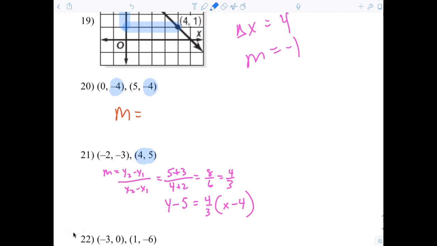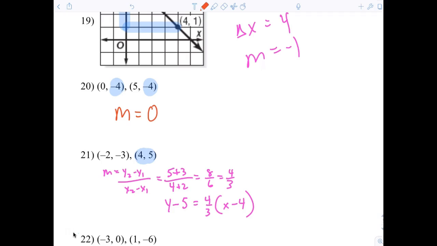No, the y values are what? Both what? -4. So that automatically means the slope is 0. The slope is 0. Guys, we're totally fine. We can ignore things, I promise you. The slope is 0. What is the equation, though? What's the equation?